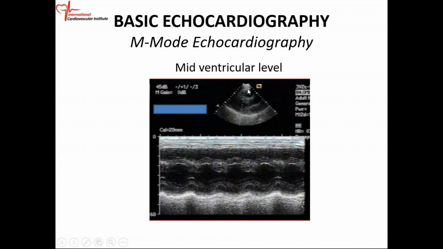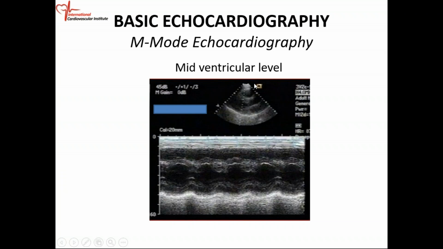Again, first of all, you have the chest wall. Below the chest wall, you have your RV wall right there. Then below the RV wall is the RV cavity. This is your ventricular septum right there, left ventricular cavity, and your posterior wall, okay? This is your cursor which crosses all these structures. So these are the structures that the M mode is going to look at.